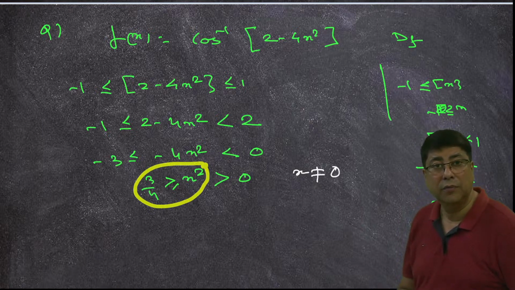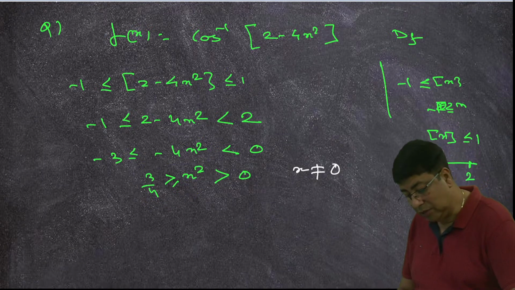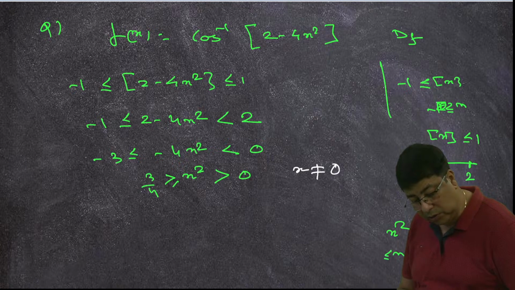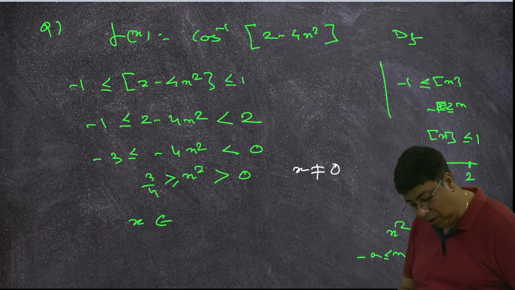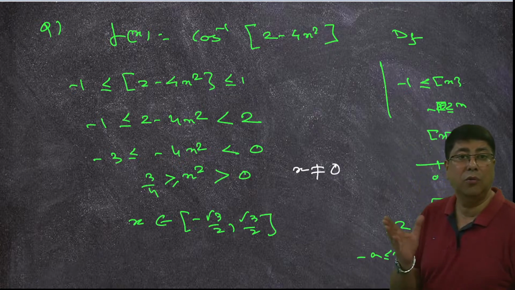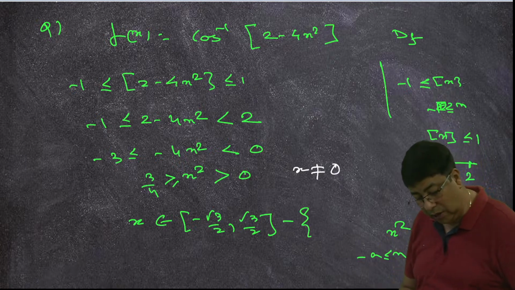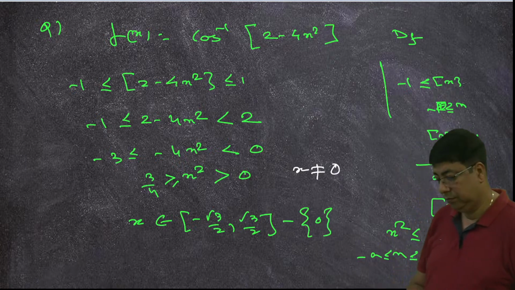What will be this? x belongs to minus a to plus a. x square less than a square. We know this, x square less than or equal to a square. So x belongs to minus a to plus a. Therefore, x belongs to minus root 3 by 2 to root 3 by 2. But except x not equal to 0. Between minus root 3 by 2 and root 3 by 2, there is a value of 0. So we will not take x equal to 0. So except the 0.